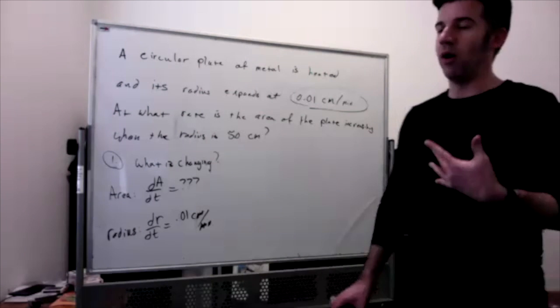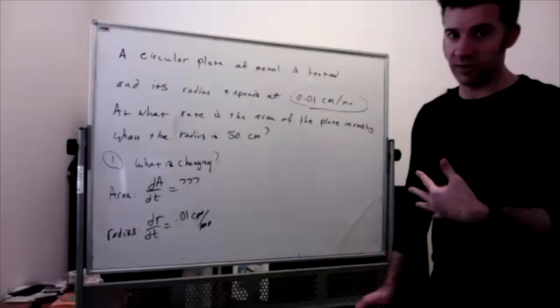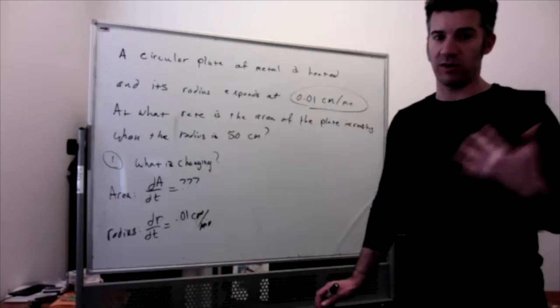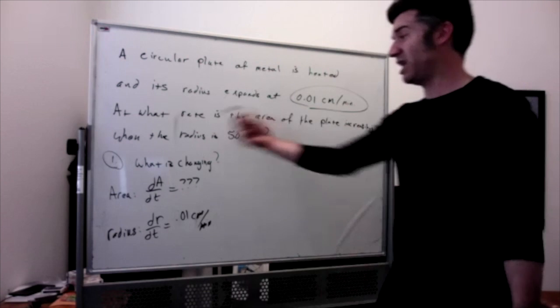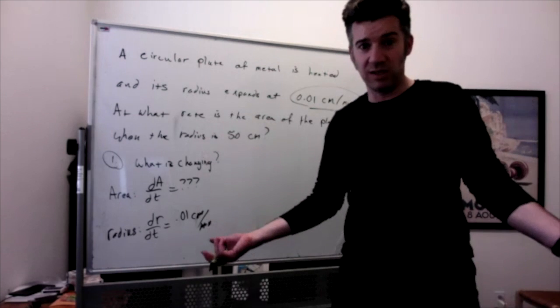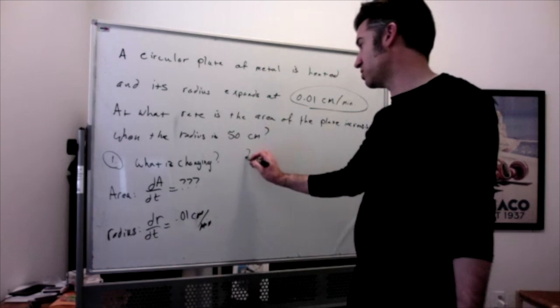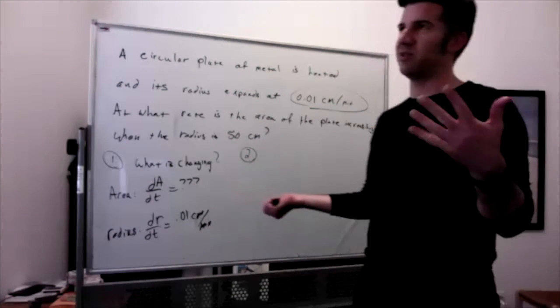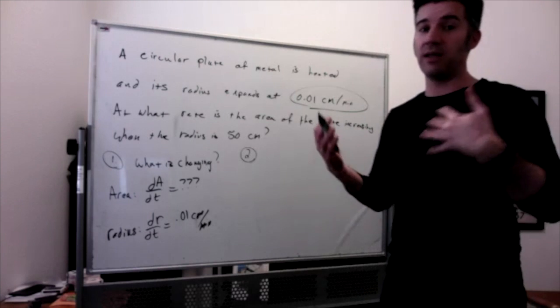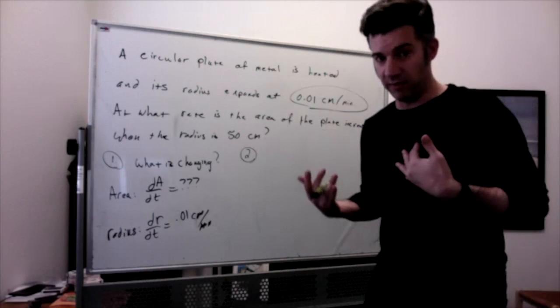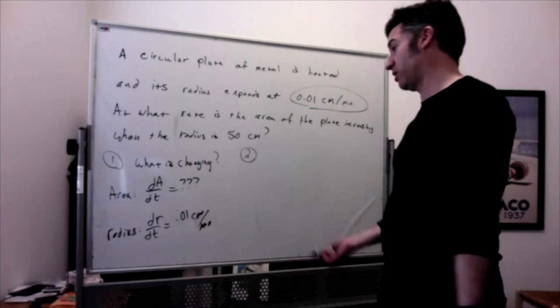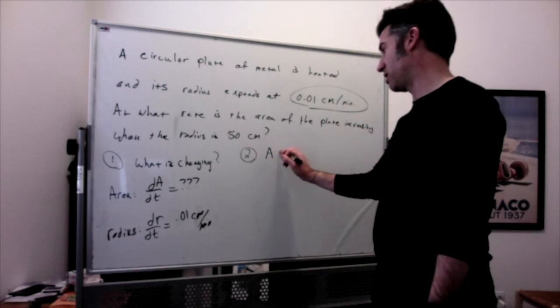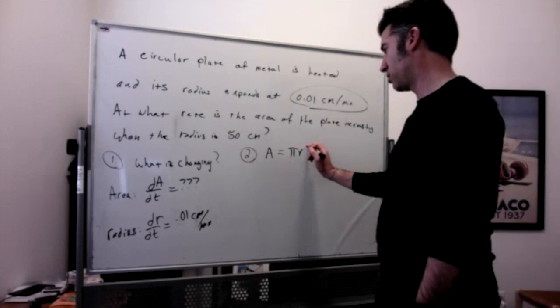I should say, drawing a picture is often the first step, if a picture makes sense to draw. But after that, this is kind of our first step: figure out what's changing. And then the second step is to find an equation relating the variables. In this case, that equation is going to be area equals pi r squared.